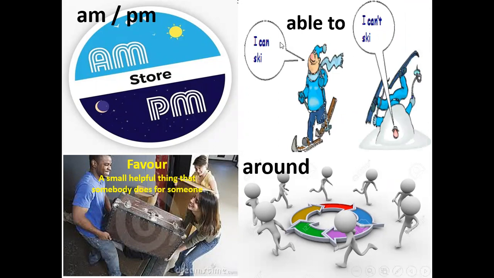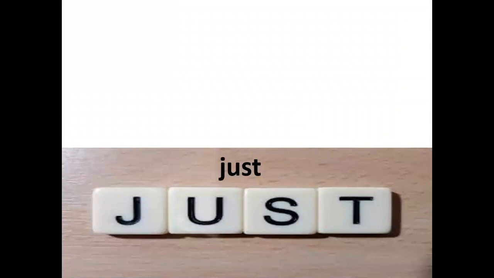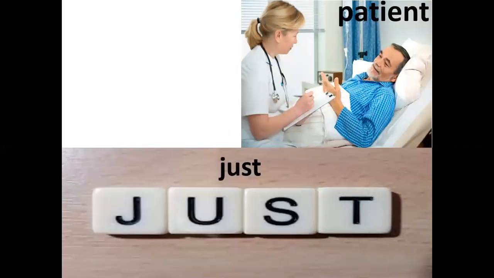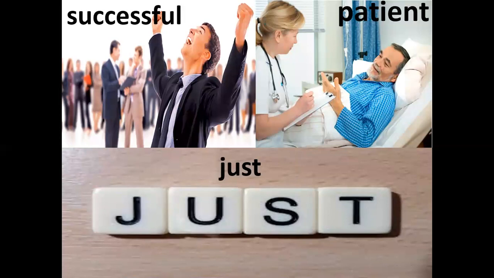Able to means you can do something. You have the ability to do something. Just here means completely. It could be sometimes "only", but here it means completely. Patient, a sick person. This is a patient. Successful, it's the opposite of loser. It's the opposite of someone who failed. Successful is an adjective.